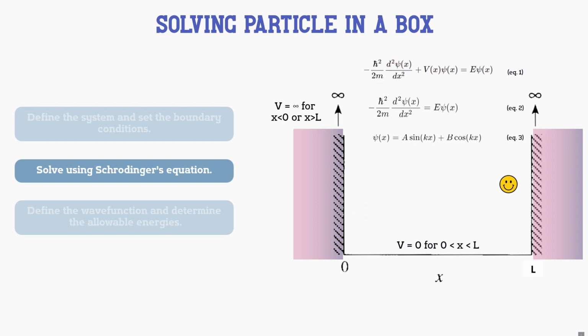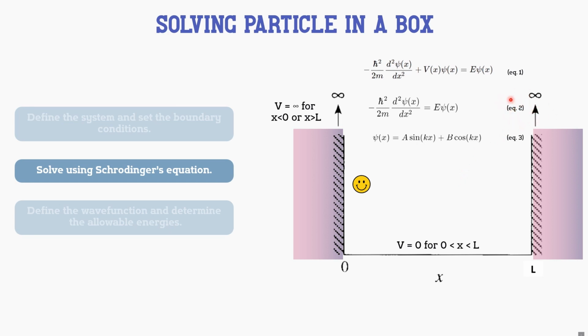The time-dependent Schrödinger equation for a free particle is represented by this equation, equation number 1. This equation can be modified for a particle of mass m free to move parallel to the x-axis with zero potential energy everywhere, resulting in a quantum mechanical description of free motion in one dimension, as can be seen in equation number 2.